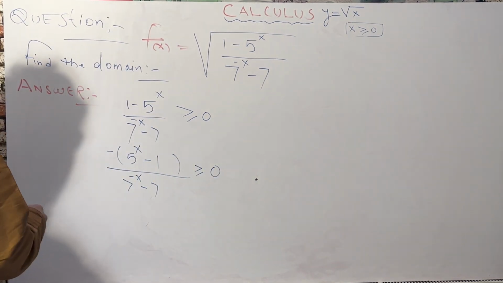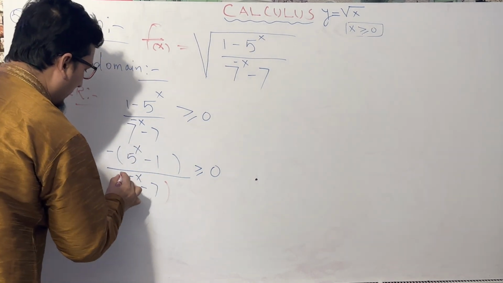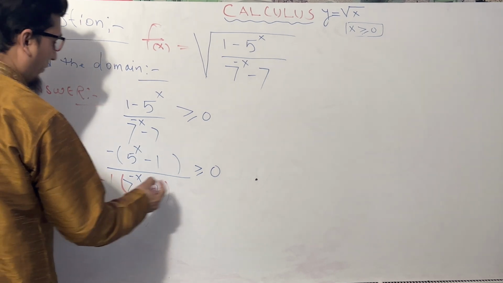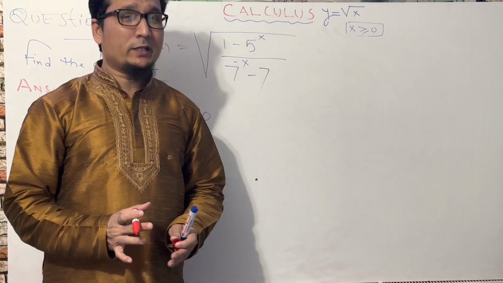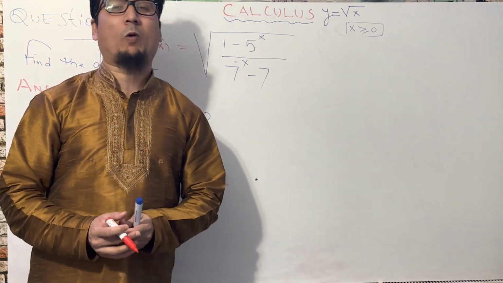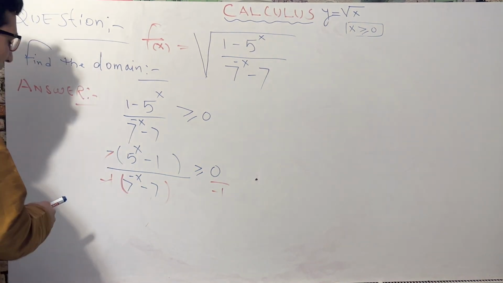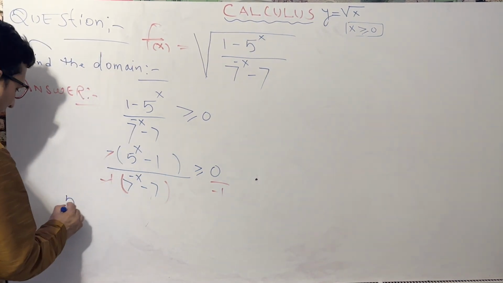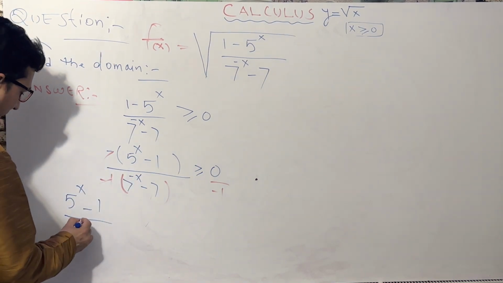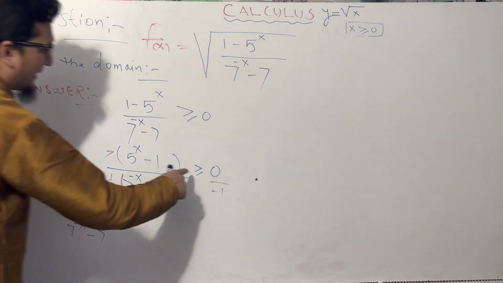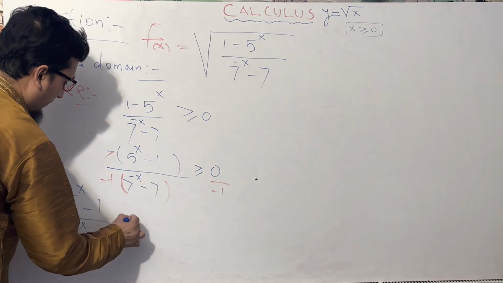And if you are going to divide by minus 1, right? In inequality, if you are going to divide by minus 1 or multiply by minus 1, the sign of inequality changes, right? So here this minus and minus cancel. So you have (5 power x minus 1) divided by (7 power minus x minus 7), and the sign of inequality changes. This will be less than or equal to 0 divided by minus 1, which is 0.